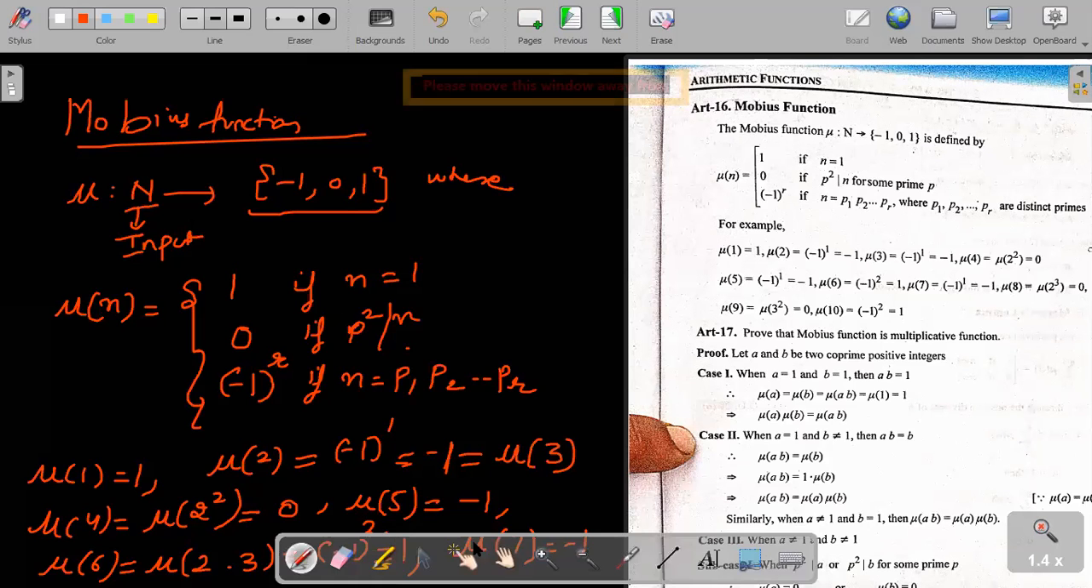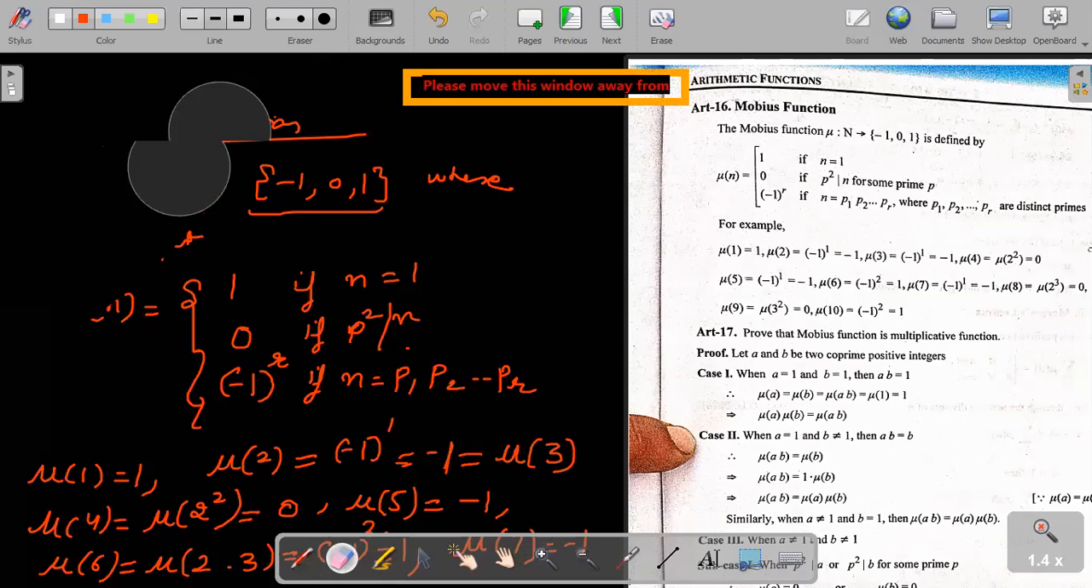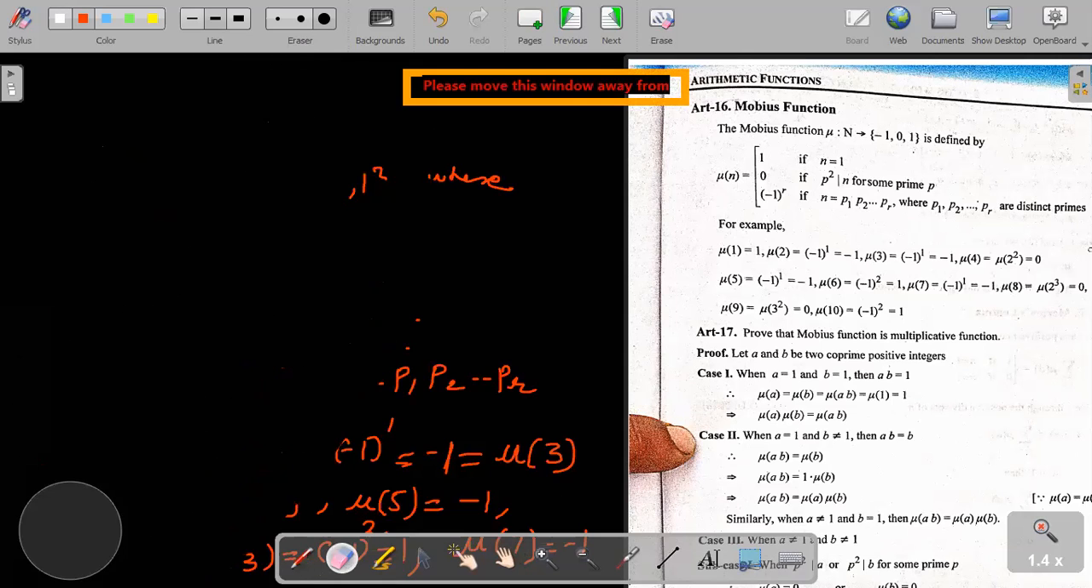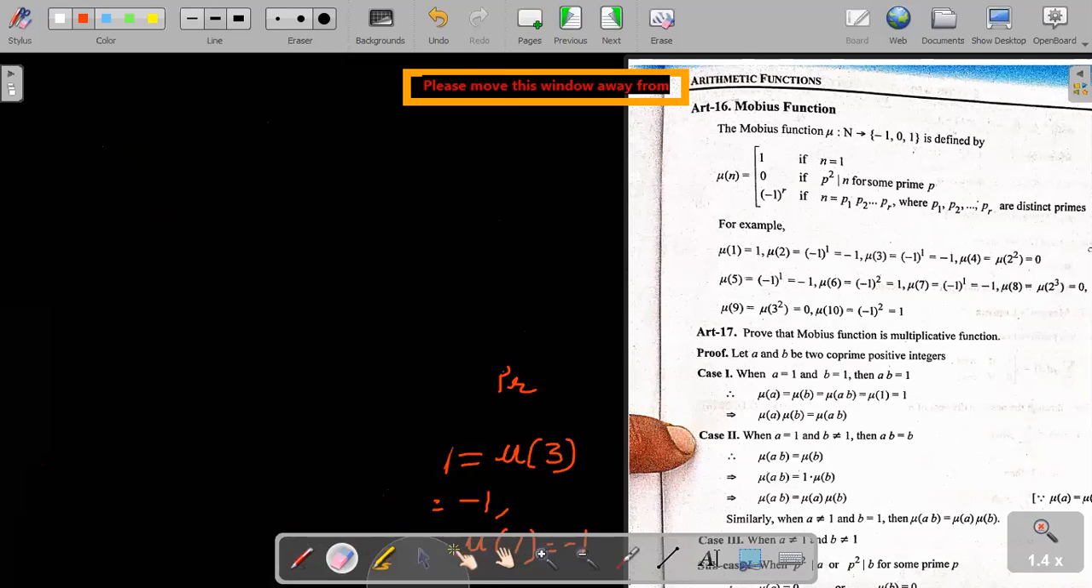What will mu of 8 be? Yes, mu of 8 will be 0 because 2 squared divides 8. So similarly, now we know how to calculate mu for any given number. Now the next property, if you see article 7 says, show that mu is a multiplicative function.